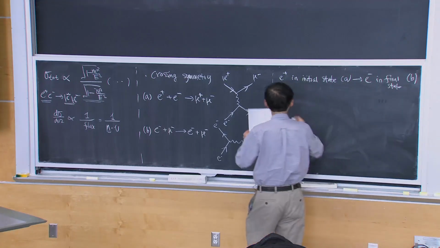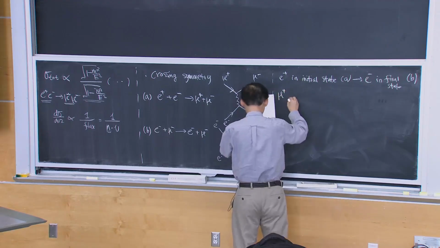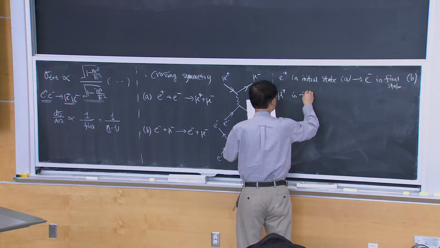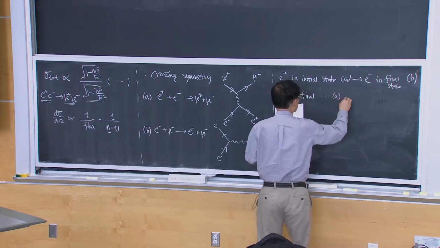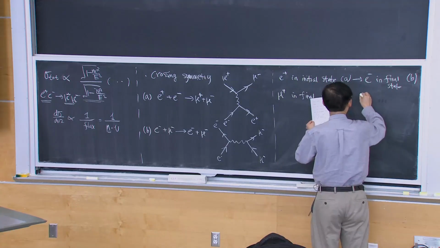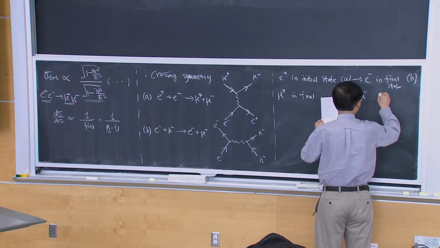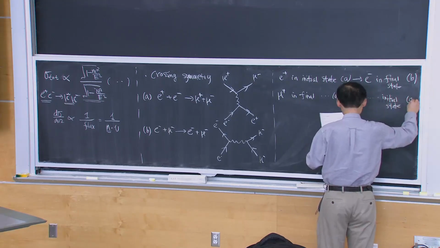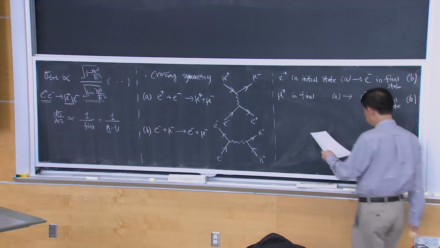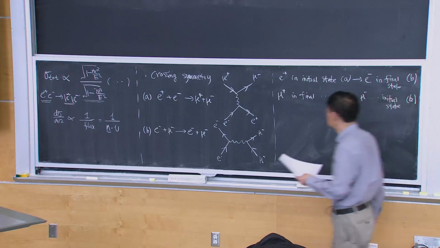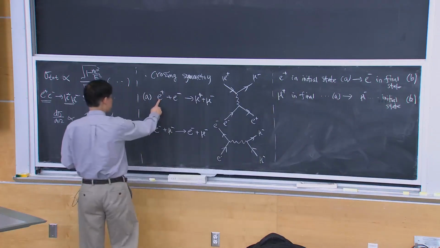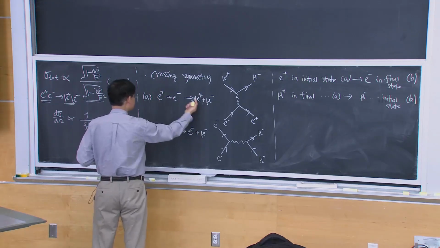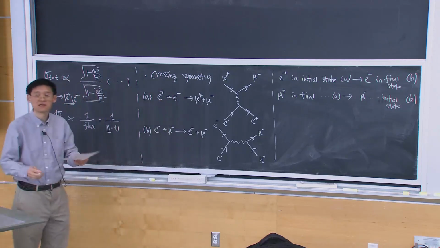Similarly, the mu+ in the final state of A becomes the mu- in the initial state of B. So essentially you take the e+ going to the other side, it becomes e-, and then take the mu+ going to this side, it becomes mu-. So essentially you just exchange that.